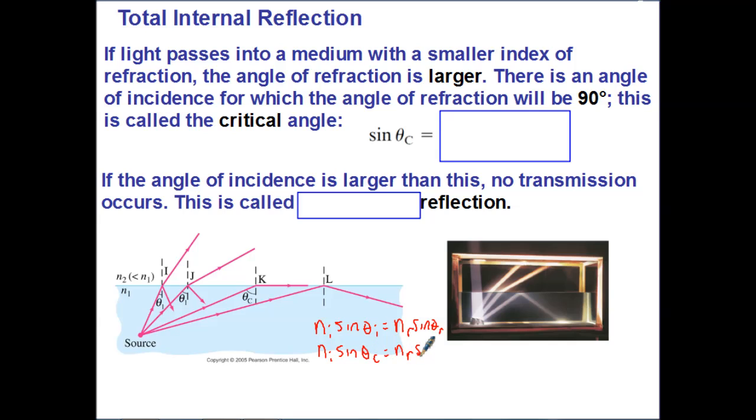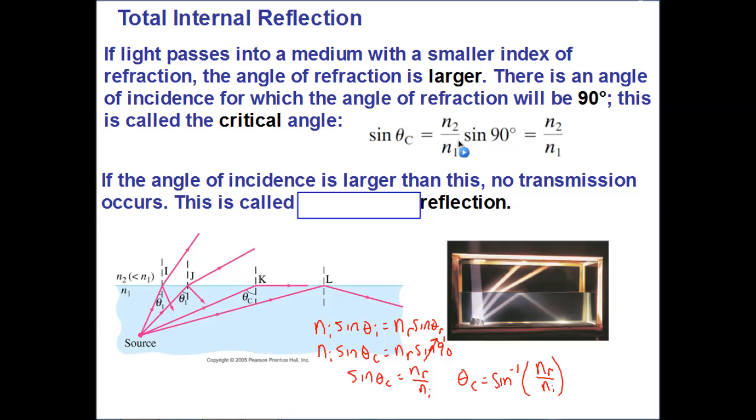Ni sine theta critical is equal to Nr, the sine of, well, theta r. The critical angle is defined such that the refracted angle is 90 degrees. So let's put that in here. Of course, we know that the sine of 90 degrees is 1. So if I want to find theta critical, let's first find the sine of that. So I could find theta critical as just the inverse sine of the ratio of those two indices, so Nr over Ni. That's how we determine the equation for the critical angle.